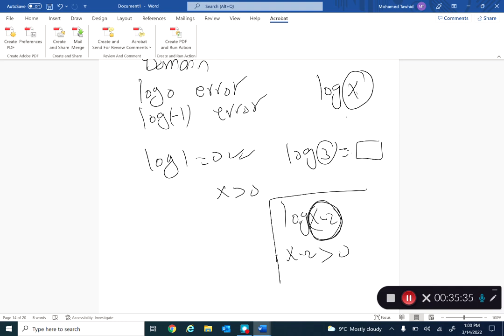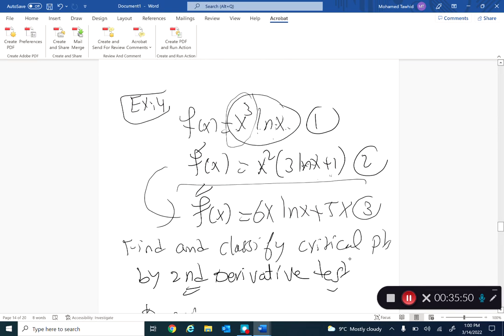Cannot be 0, because log 0 gives an error. Cannot be negative either. So you have x minus 2 greater than 0. So what do you have here? x greater than 2, and that is my domain. x greater than 2, that is our domain. So here, return back to our problem.